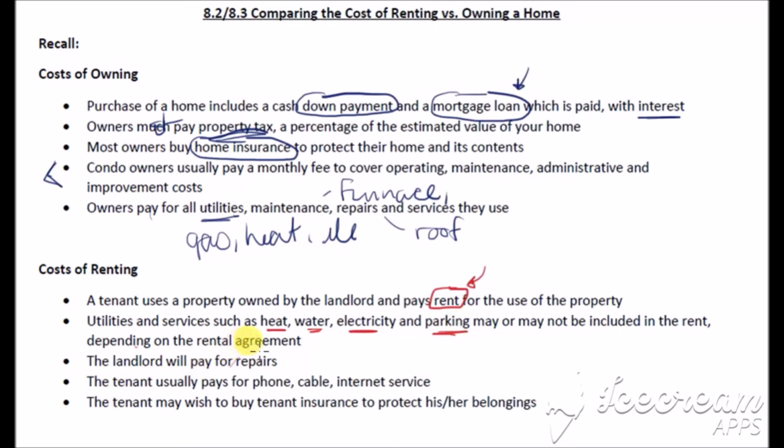Okay, the landlord pays for repairs because it's not your property, it's their property. So you don't have to think about it. And the tenant usually pays their own phone, cable, and internet. Those are not usually part of utilities. And in regards to insurance, a tenant may wish to buy tenant insurance to protect his or her belongings. The landlord is not responsible for that.